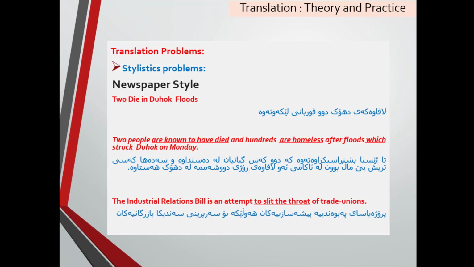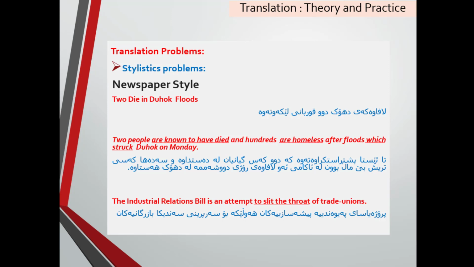It could be translated into پرۆژە یاسای پەیوەندیە پیشەسازیەکان هەوڵێکە بۆ سەربڕینی سەندیکا بازرگانیەکان. Concentrate on the slit the throat. Maybe the word سەربڕین here is not a good equivalent to slit the throat of trade unions, but that's what we have. We don't have an equivalent. So when you use that strong, emotive word, maybe you are going to distort the whole picture or the image of the sentence and the content of that one.